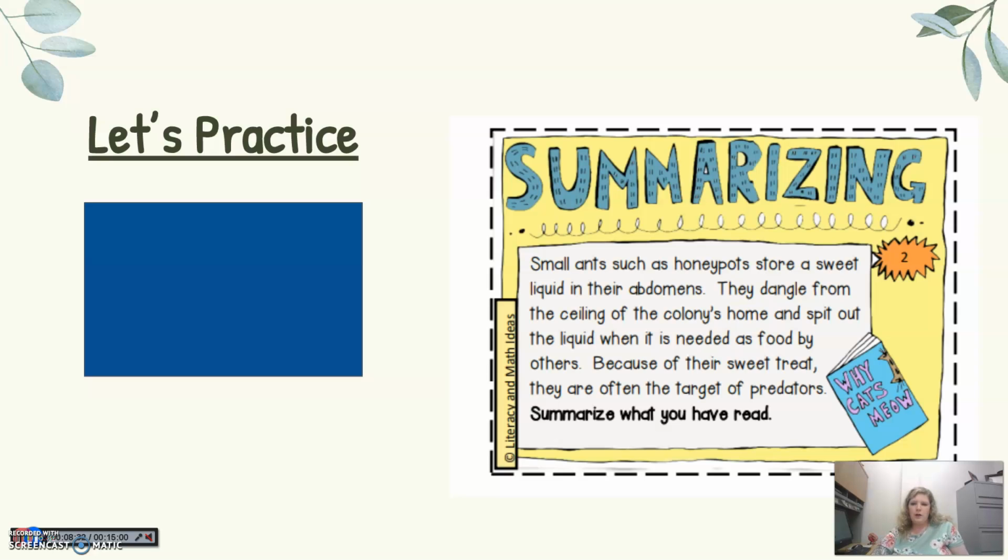Small ants, such as honeypots, store a sweet liquid in their abdomens. They dangle from the ceiling of colonies' homes and spit out the liquid when it is needed as food by the others. Because of their sweet treat, they are often targeted by predators.